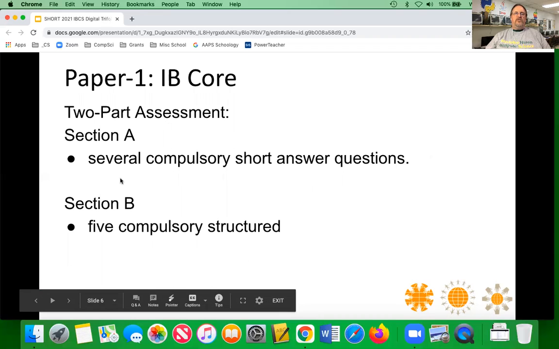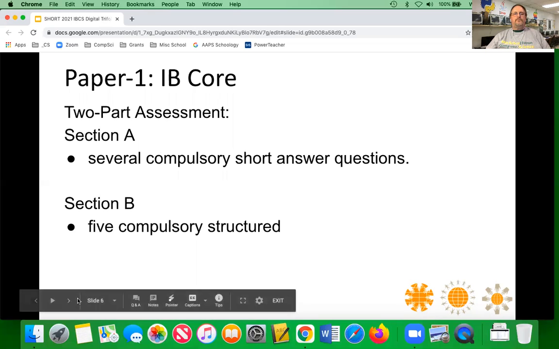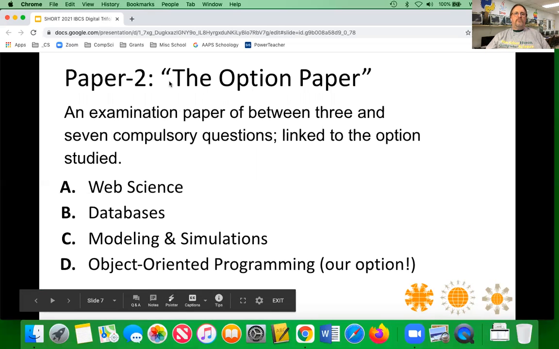Paper 1, as mentioned, is question-based on the DP computer science core, a smaller subset for SL and a larger subset for HL. Paper 2 is about the option.